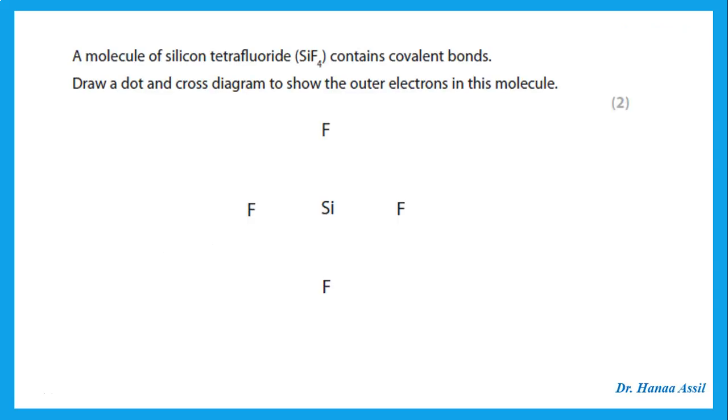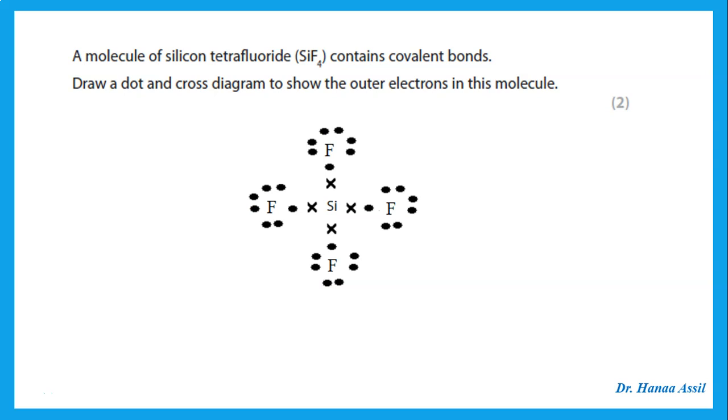Okay, what about this one? Silicon tetrafluoride. Silicon is in group 4, just like carbon. So it has 4 electrons, so it needs to share a pair of electrons with each fluorine. But don't forget that each fluorine has 7 in its outermost shell.